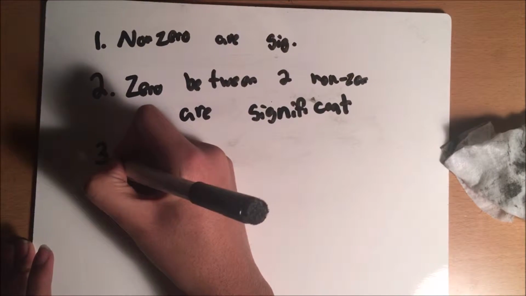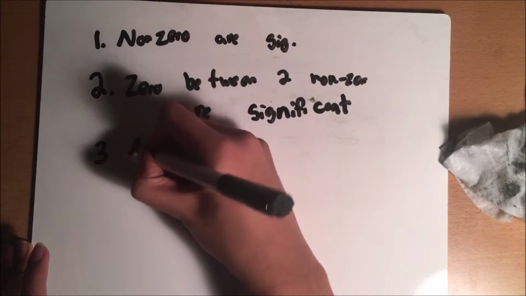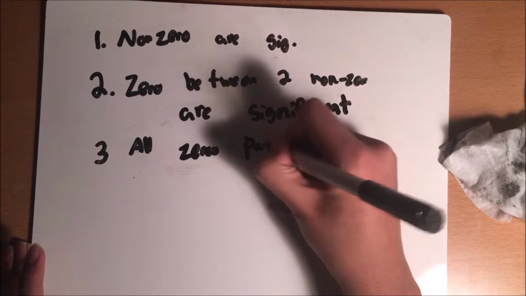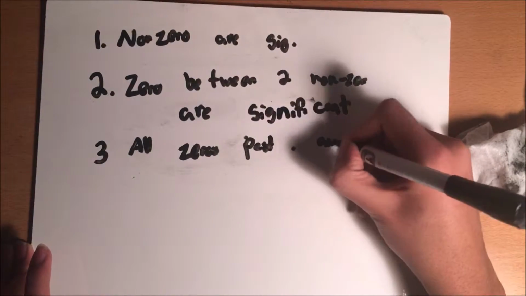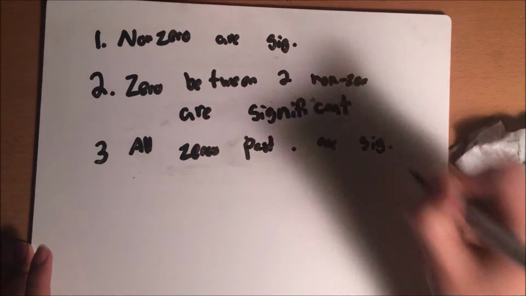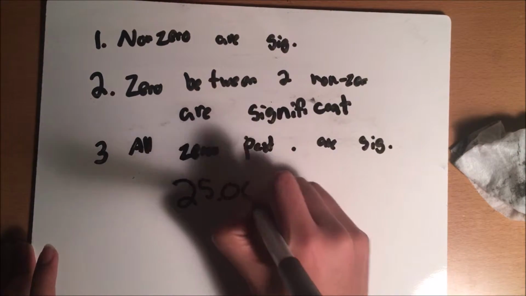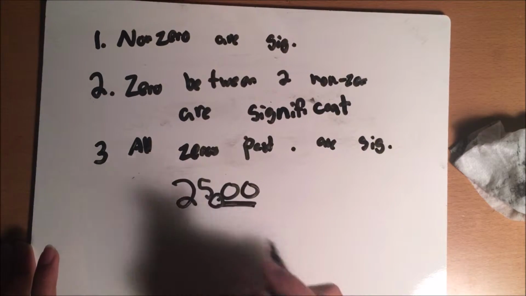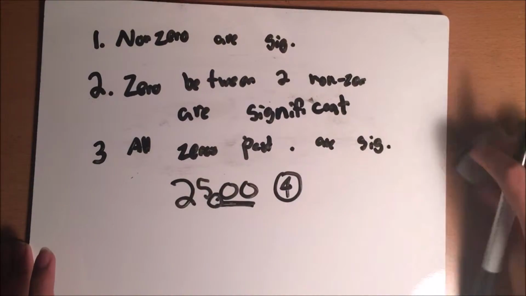The third rule is that all zeros past the decimal point are significant. So in the number 25.00, these two zeros, because they're past the decimal point, are significant. So this also has 4 significant figures.